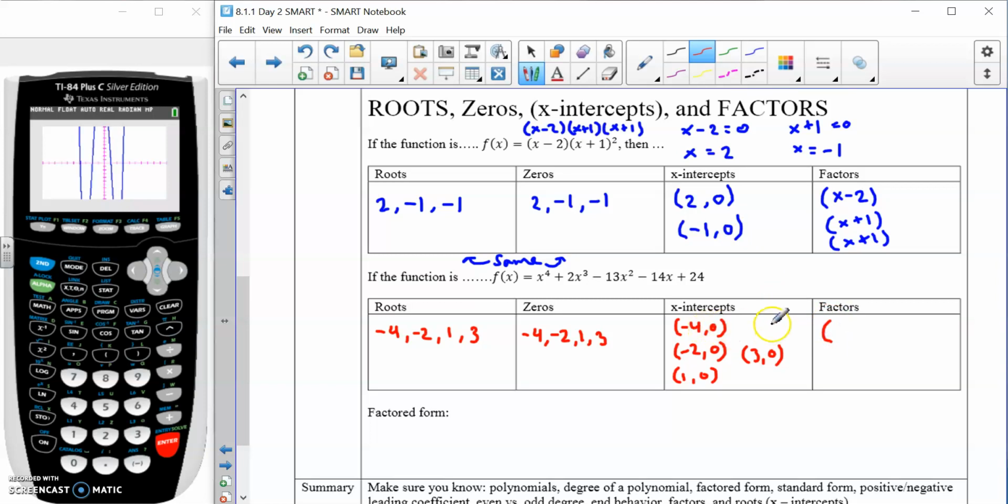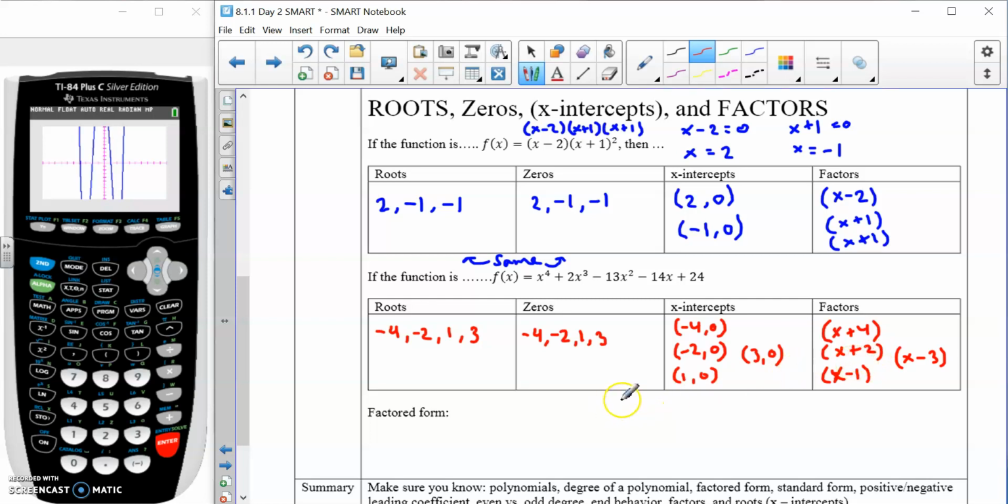That (-4, 0) is going to give us a factor of x plus 4. (-2, 0) will give us a factor of x plus 2. (1, 0) will give us x minus 1. And lastly, that (3, 0) will give us a factor of x minus 3. Again, we are taking the opposite of this number when we're writing it in our factor.